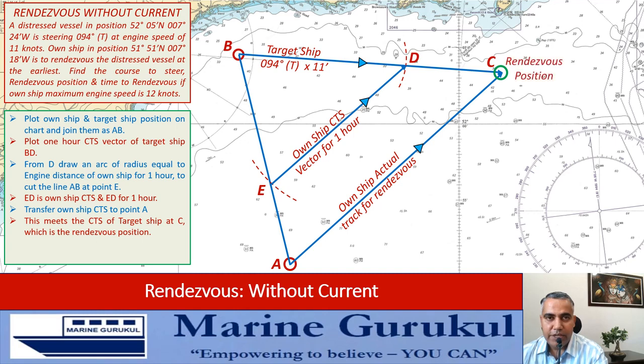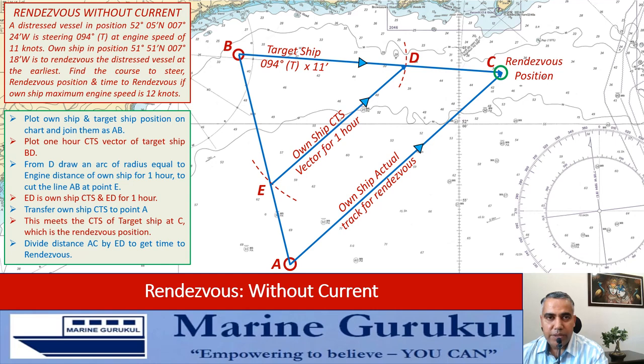AC, Alpha Charlie, will be the actual track followed by the own ship, and BC, Bravo Charlie, will be the track followed by the target ship. The course to steer can now be easily read off from the chart using the parallel ruler and the nearest compass rose. The rendezvous position can also be easily read off from the chart.